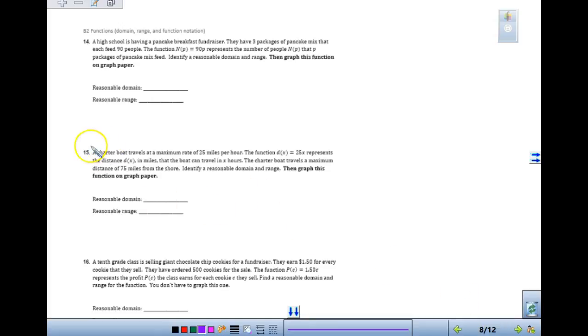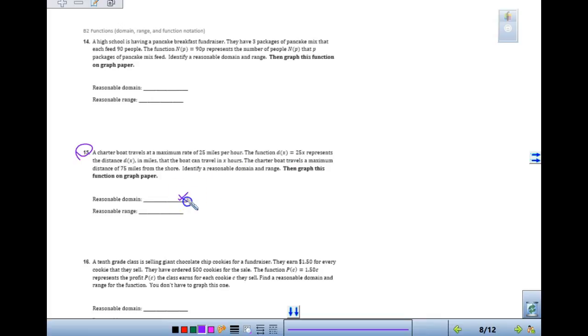So we're going to look at 15, and if you have questions on the other ones, it says a charter boat travels at minimum rate of 25 miles per hour. The function is d of t equals 25x. Represent the distance d of t in miles that you can drive for x hours. The charter boat travels a maximum of 75 miles from shore. Identify a reasonable domain and range.